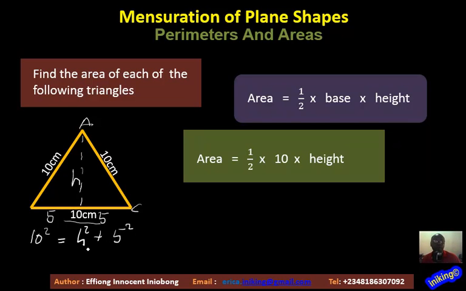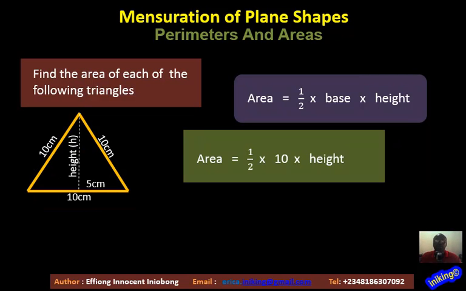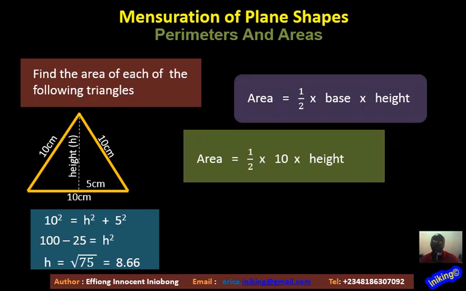And solving for this, let's take a look at the next slide. Solving for that, we have that h is equal to 8.66. Now that we know the height, we can go ahead to do what? To find the area of the triangle, because the height was not provided, but we have technically been able to obtain the height from the provided information. Remember that we had to employ Pythagoras' theorem at this point to obtain the height. So next, we can now get what? The area of the triangle.